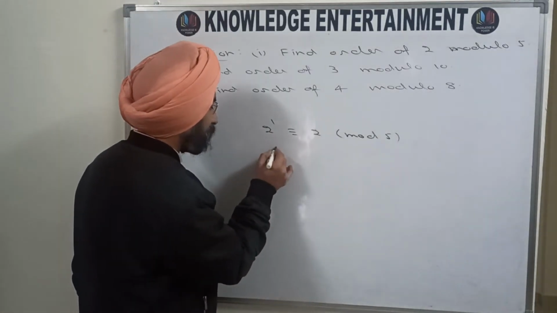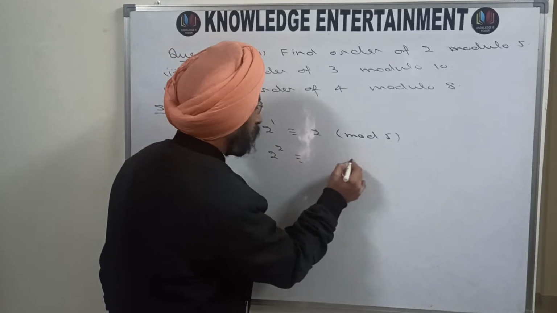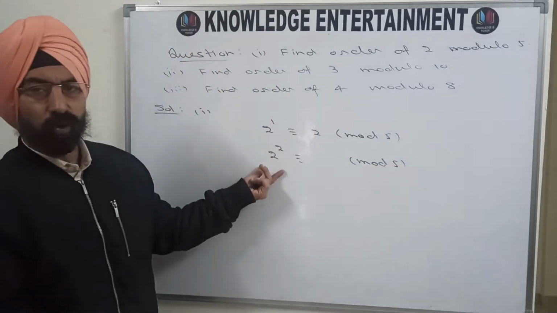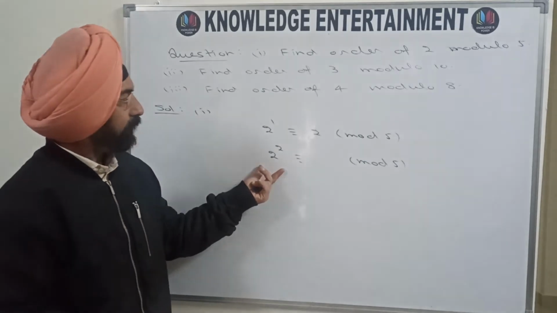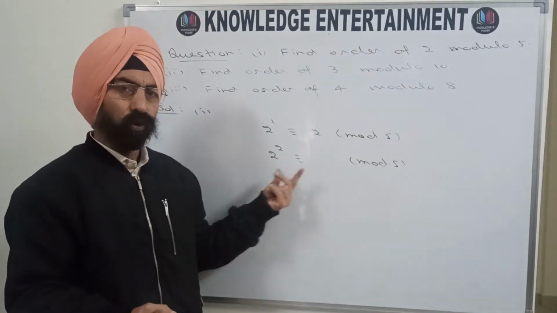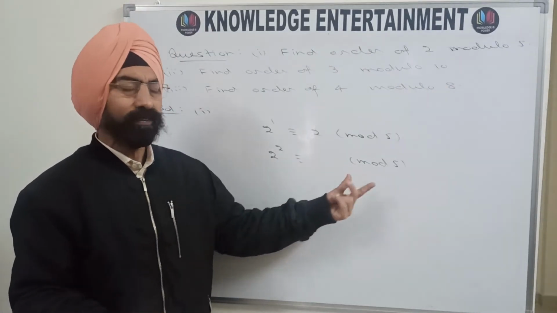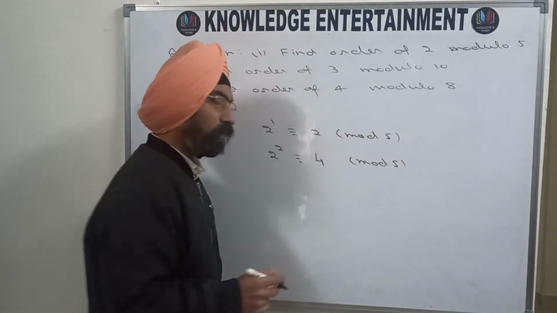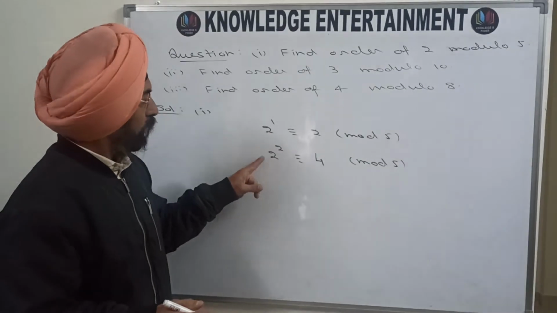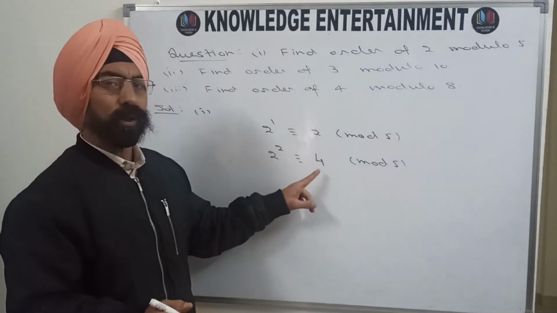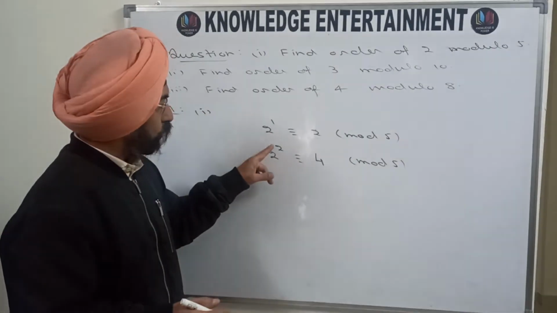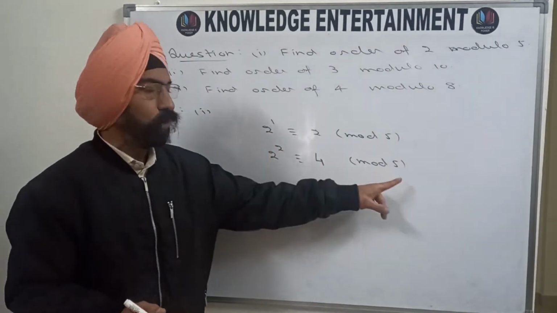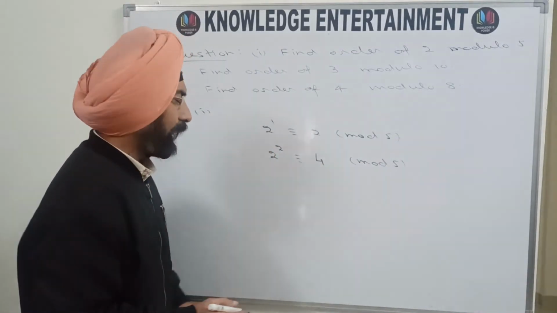Let us check the next integer 2. Now 2 raised to the power 2 is 4. And we know that 4 is less than 5. So 4 is congruent to itself modulo 5. So 2 raised to the power 2 is congruent to 4 modulo 5. Once again, 2 raised to the power 2 is not congruent to 1 modulo 5. That means 2 is also not order of 2 modulo 5. Let us move ahead.